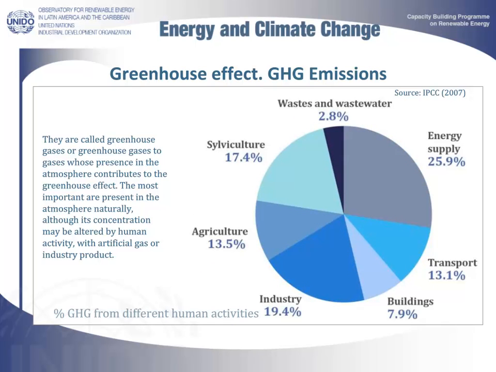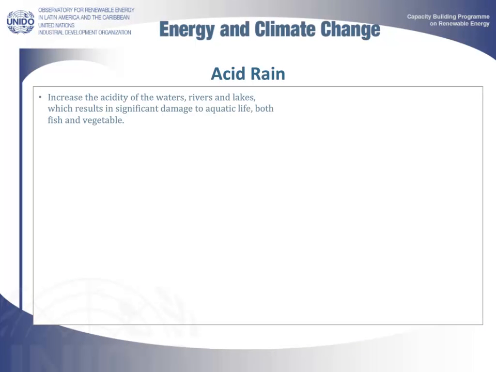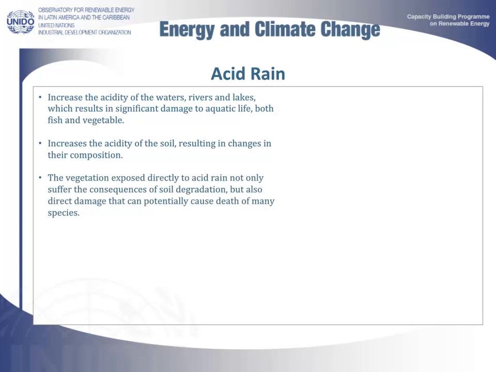Chart C. Here we analyze the participation of the different sectors in the generation of emissions of greenhouse gases. Note that the energy supply has the greatest contribution. Let us now look at the phenomenon called acid rain and its implications for the environment.